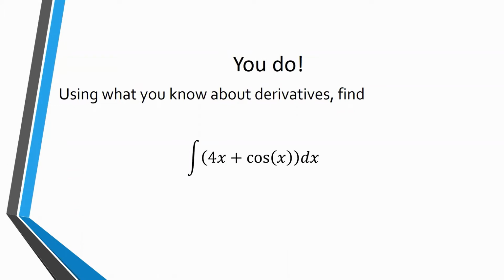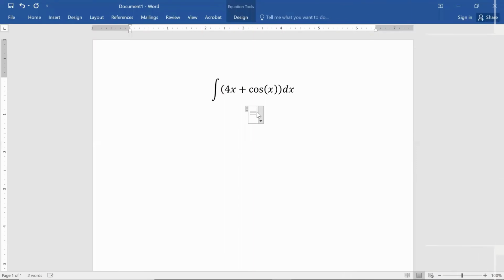All right, I hope you pushed pause and did this problem. If you haven't, go ahead and do that. We are going to find the indefinite integral of 4x plus cosine of x with respect to x. Again, I want to reverse the derivative process.